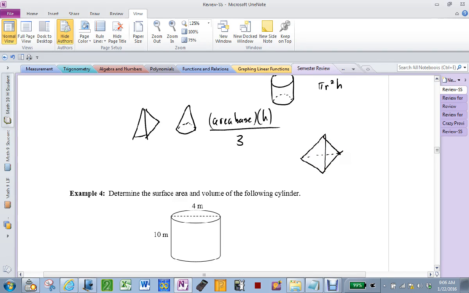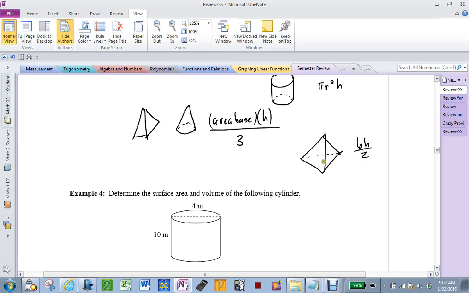The hardest question they will ever give you is this. What did I just draw? A triangle pyramid. How many sides are there? So a triangle pyramid is still a prism. So it is the area of the base times the height divided by 3. But the area of the base here is a triangle, which is base times height divided by 2. That is the hardest question they can ask, I personally think.